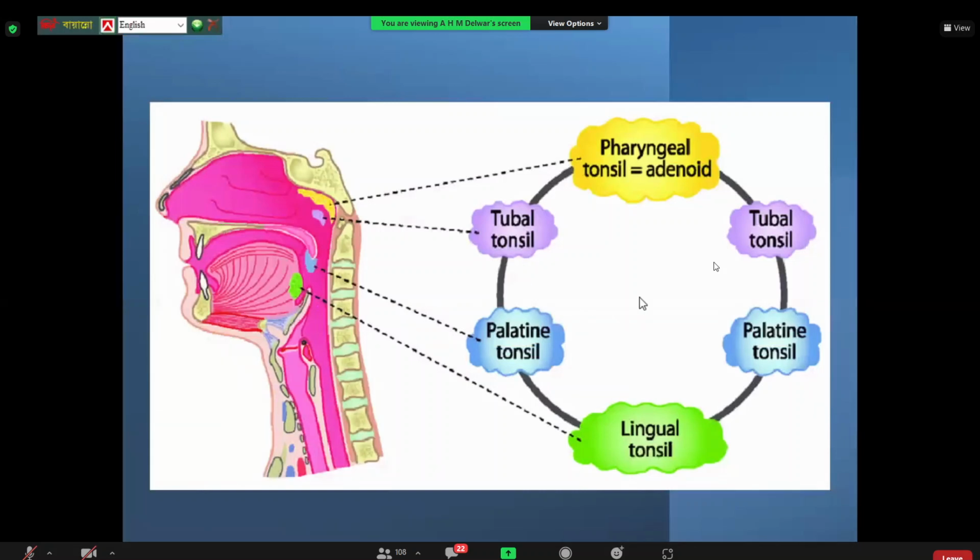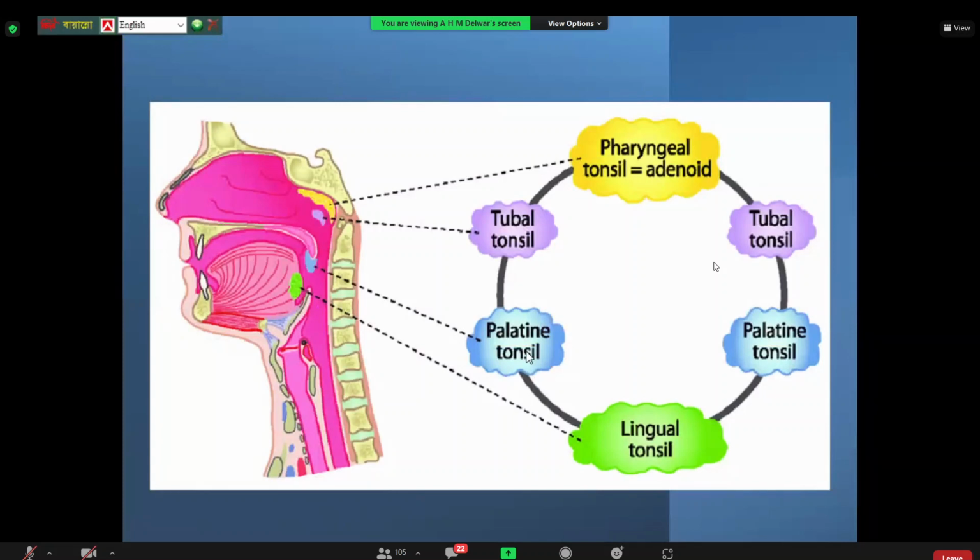Okay, this is one of the questions. What is the Waldeyer's ring? You see the picture. This is the pharyngeal tonsil, the adenoid. At the side of the pharyngeal tonsil there is the tubal tonsil. Tubal, what tube? The Eustachian tube. This is the nasopharyngeal end of the Eustachian tube. So you should know the tubal tonsil by the Eustachian tube.